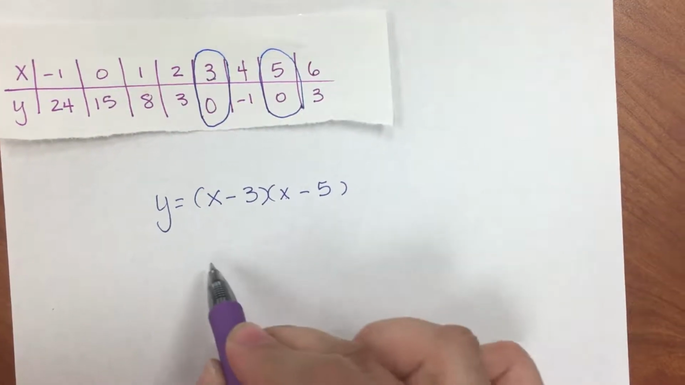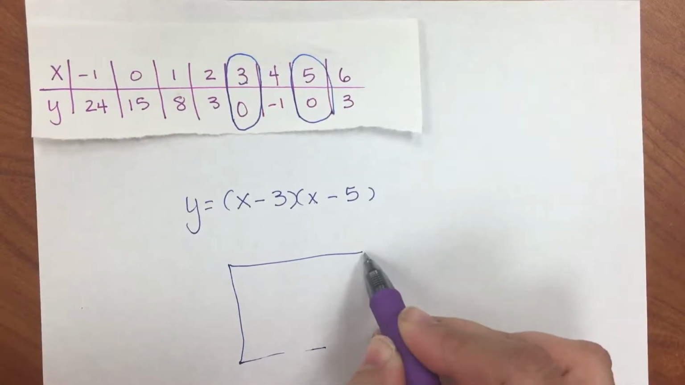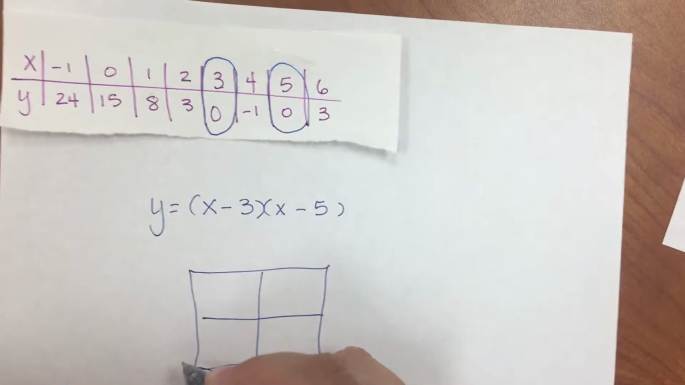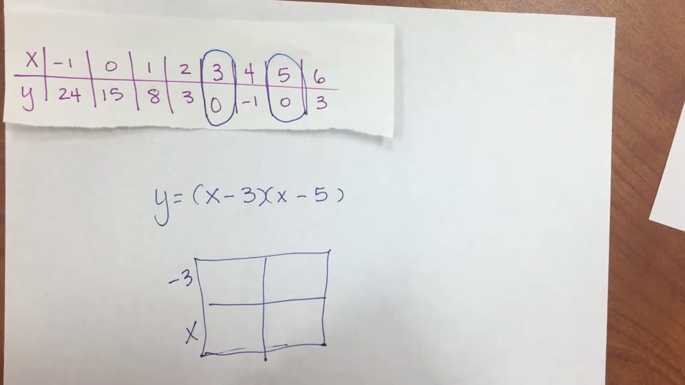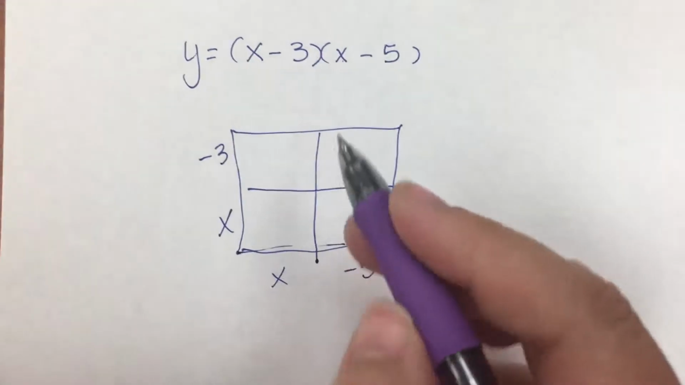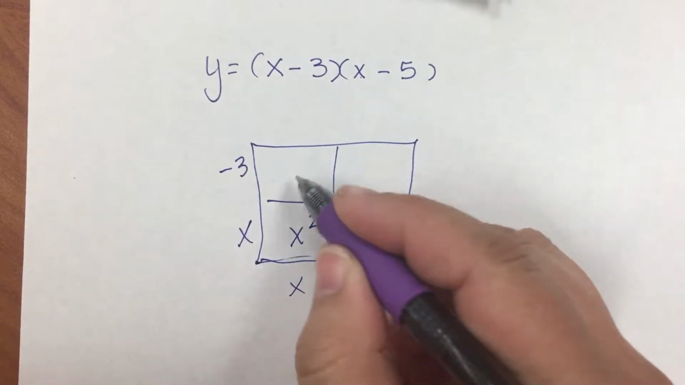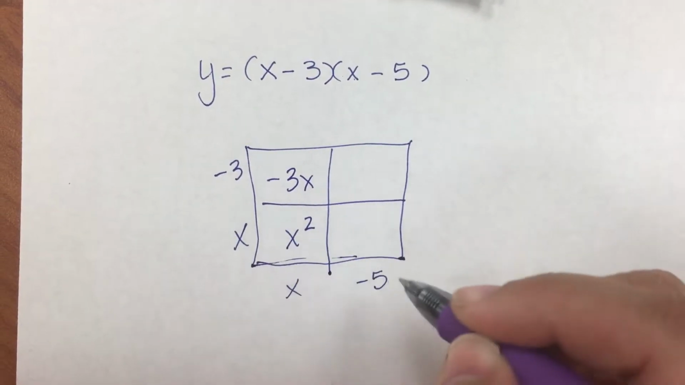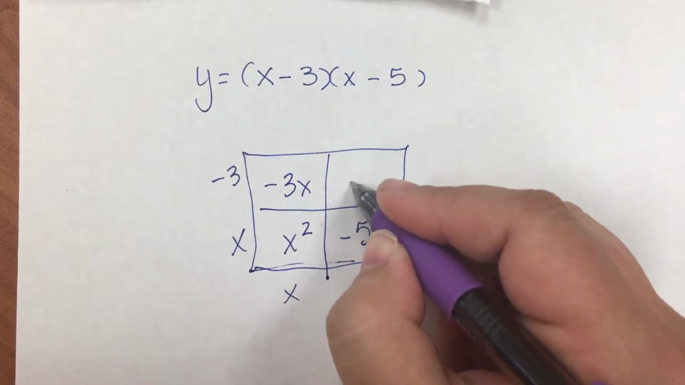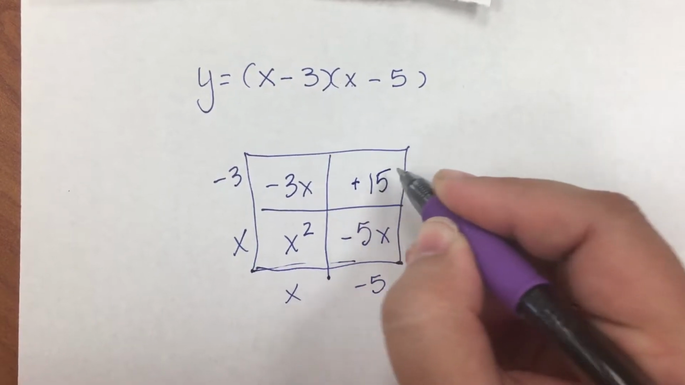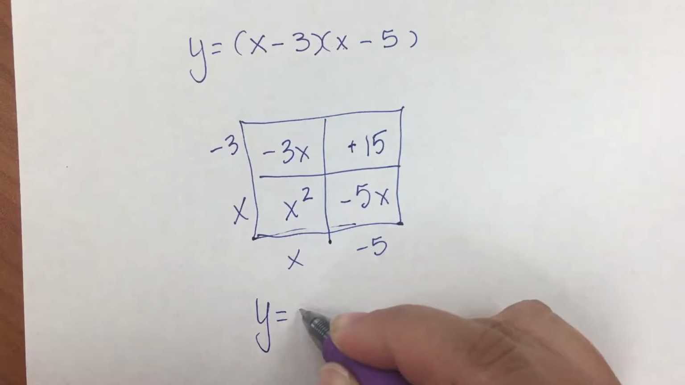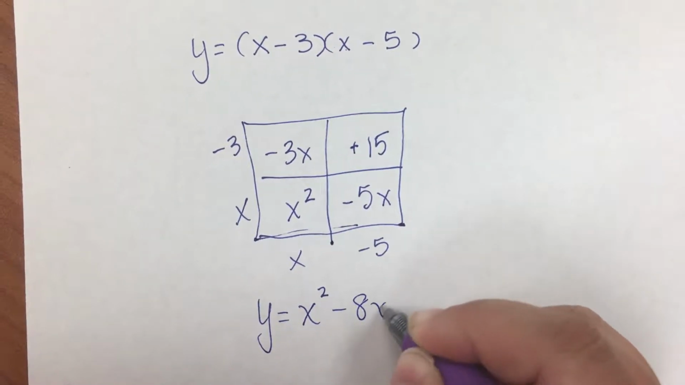That's my factored form. Now I'm going to do my area model so that I can double check that I don't need an a value. In my area model here, I have x minus 3, x minus 5, and then I'm going to multiply. x times x gives me x squared, -3 times x is -3x, x times -5 is -5x, -3 times -5 is a positive 15. So now I write my equation out, and I've got y equals x squared minus 8x plus 15.